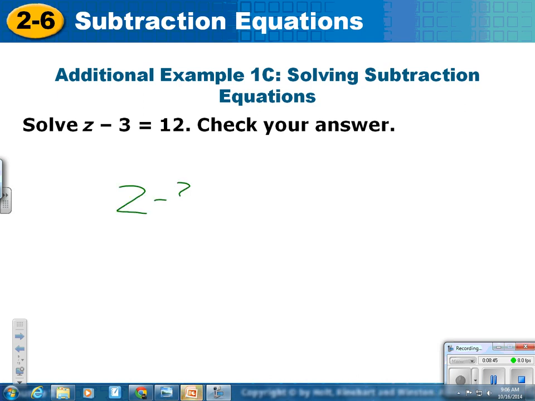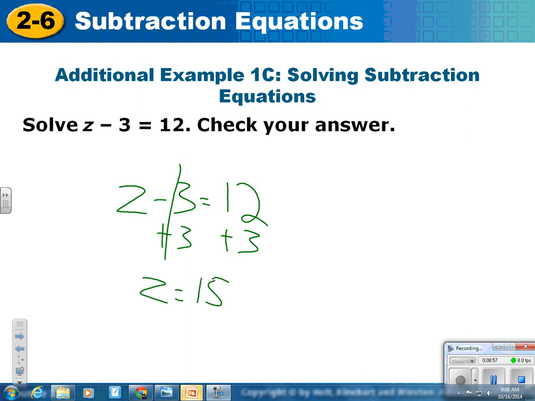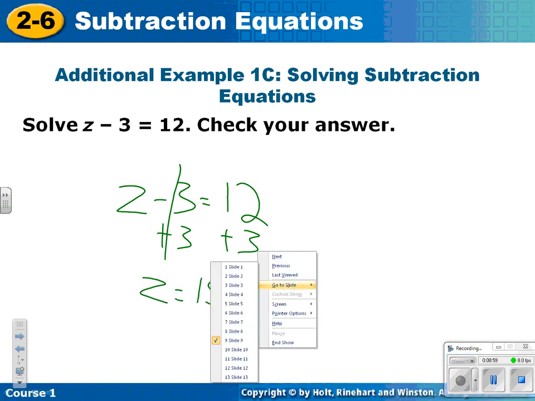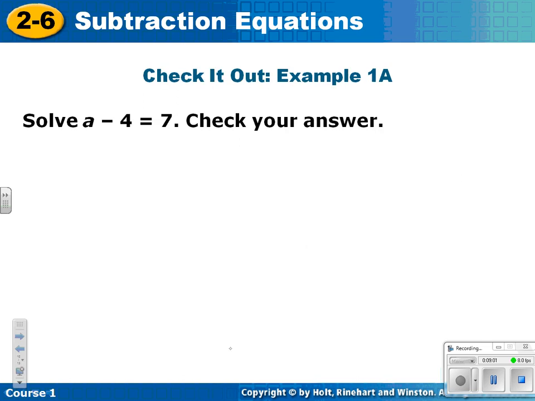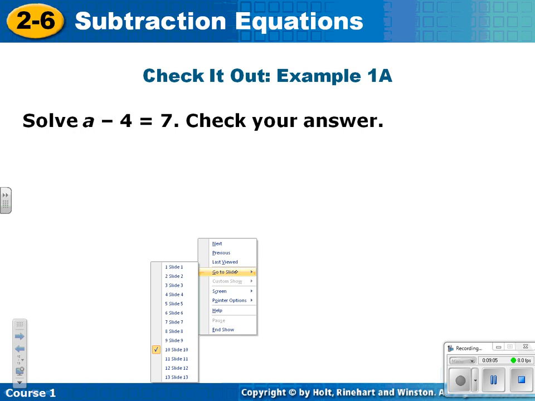Z minus 3 equals 12. The exact opposite of what happened to the variable is plus 3. Do it to both sides. Plus 3. That goes away. Z equals 15. I'm done. I'm pretty sure you guys can figure this out.